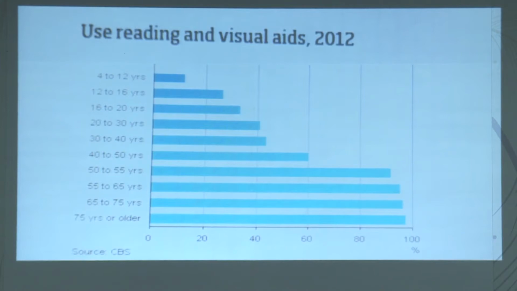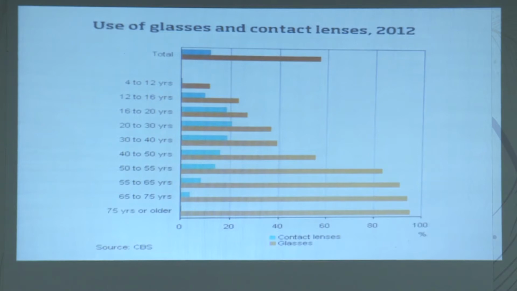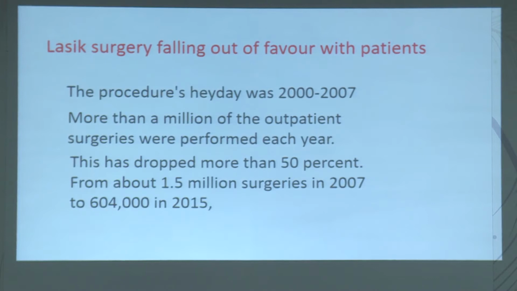This is the comparison of contact lens and eyeglasses. LASIK surgery is falling out of favor with patients. The procedure's heyday was 2000 to 2007, when more than a million outpatient surgeries were performed each year. This has dropped more than 50%, from about 1.5 million surgeries in 2007 to 6 lakh in 2015.